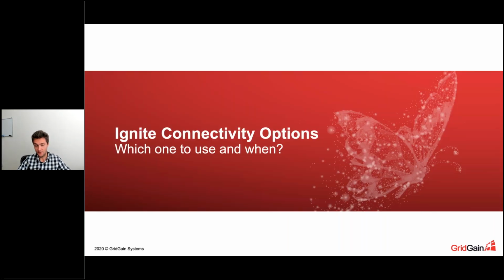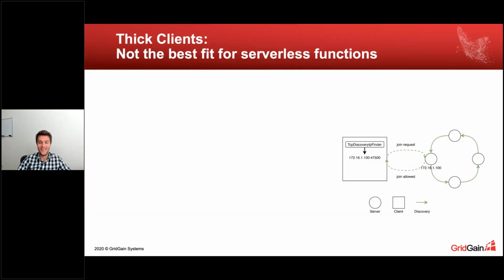So, Ignite connectivity options: which one to use and when. Let's talk about thick clients first, because I think that whenever you start with Ignite, that would be your default connectivity option. It has existed from the very beginning, and thick clients support all the capabilities, all the APIs you can find in Ignite.